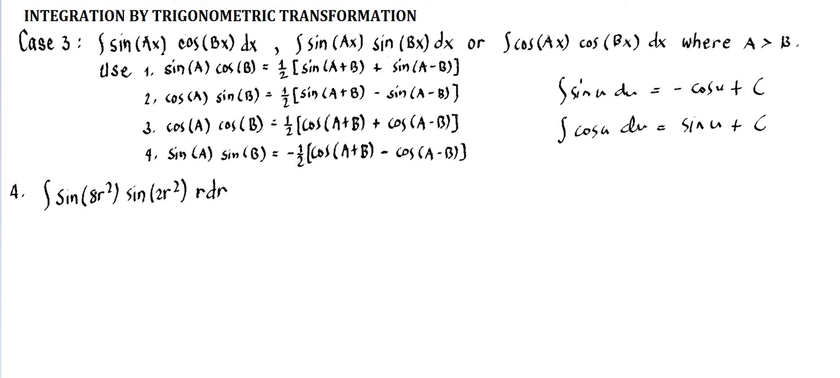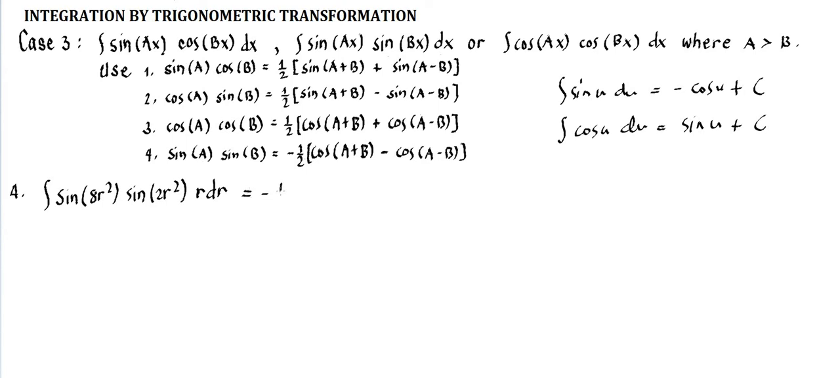Example number 4 na tayo sa ating case 3, no? So, example number 4, integral of sine of 8r squared, sine of 2r squared, r dr. So, dito, nasa pattern tayo ng number 4, no? Sine A, sine B equals negative 1/2 cosine of A plus B minus cosine of A minus B. So, yung A natin ay 8r squared at yung B naman natin ay 2r squared. So, apply natin yung formula number 4.